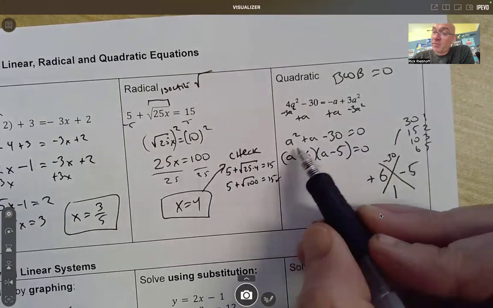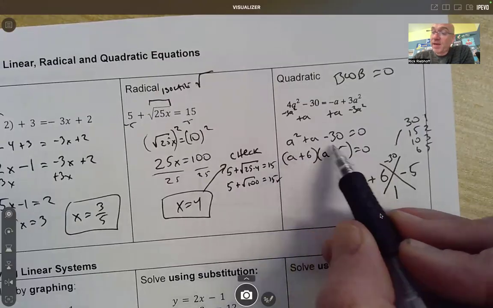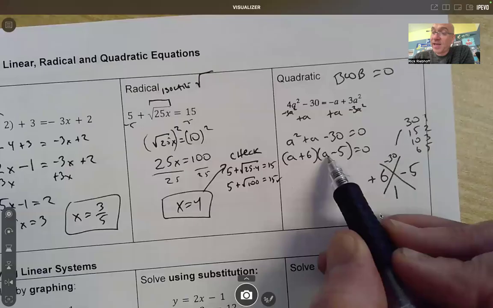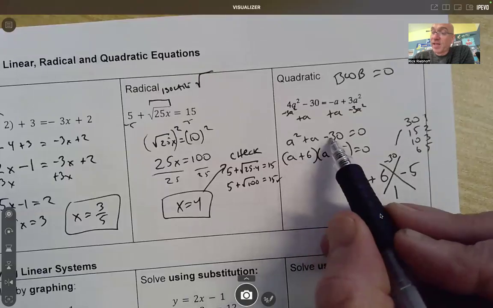You could FOIL it out and make sure it works. Always a good idea. Quick check, right? A squared minus 5a plus 6a. That's a. Minus 6 times, sorry, positive 6 times -5 is -30.